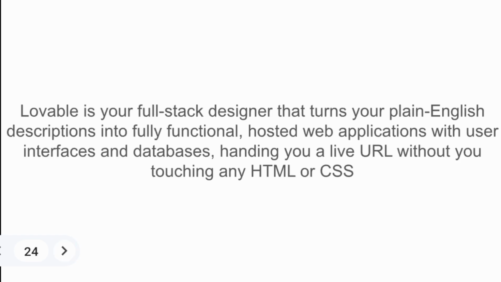Another AI tool for this course is Lovable. Lovable is a full-stack designer that turns your plain-text English description into a fully functional system. Basically, Lovable is the tool for building a micro SaaS product. SaaS means software as a service. You can build SaaS tools using Lovable, which has a UI designer and can use a Supabase backend. So you can build a full-stack micro SaaS product using Lovable.